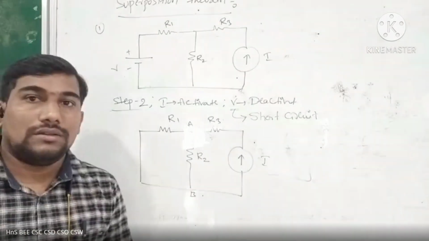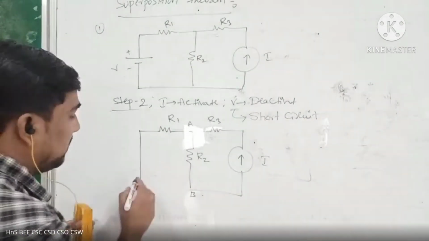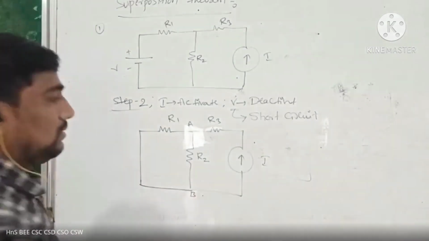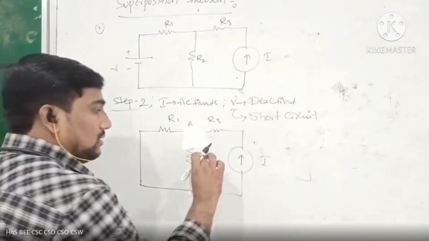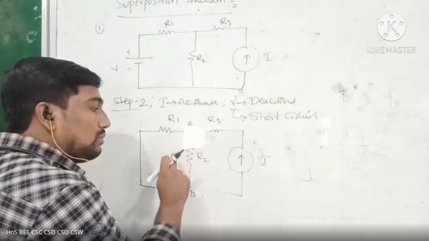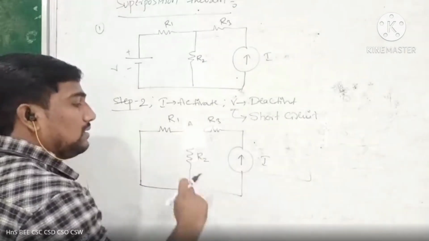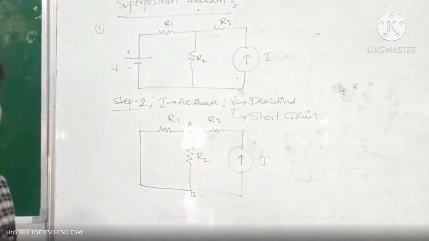Okay. From step number 2, you have to find the current across this AB resistance by using Ohm's law or CDR rule. Ohm's law apply చేయాలా, CDR rule apply చేయాలా? ఇక్కడ ఈ సర్క్యూట్ చూసి చెప్పండి.